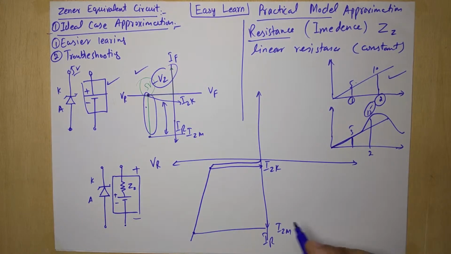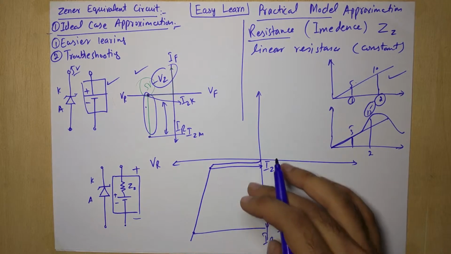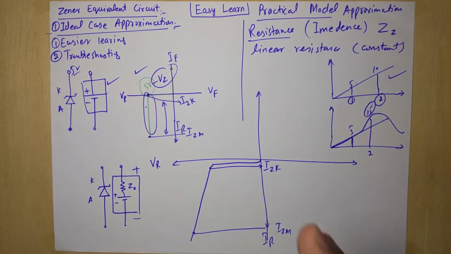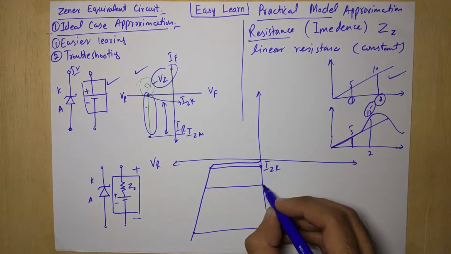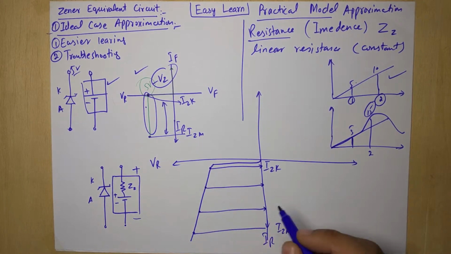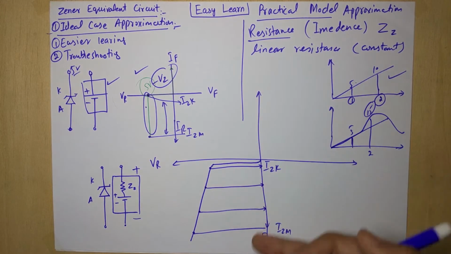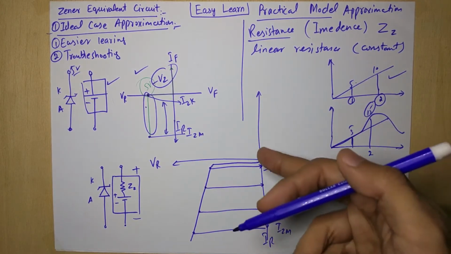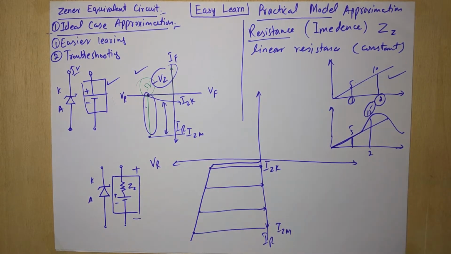Since the actual voltage curve is not ideally vertical, there is a change in the Zener current. If I take a sample of 2 points, for example this is 1 point and this is the second, the current is changing along the downward axis and the voltage is changing along the horizontal axis, this is the vertical axis.